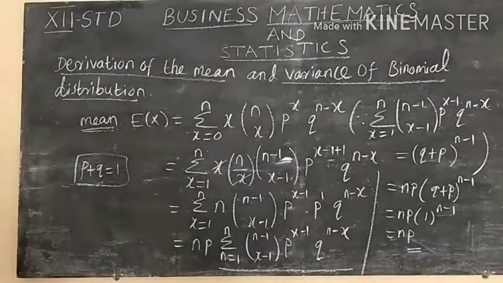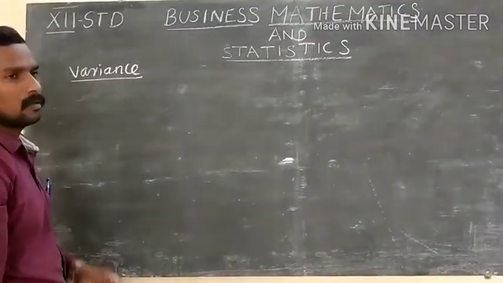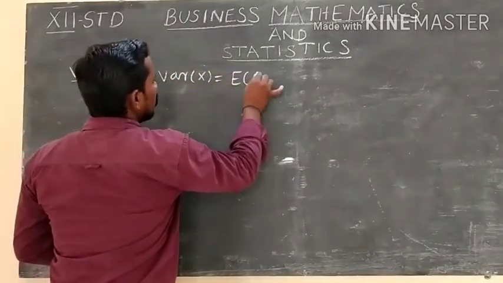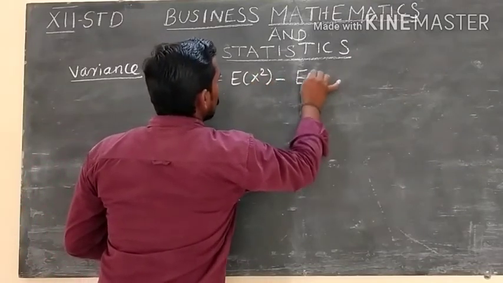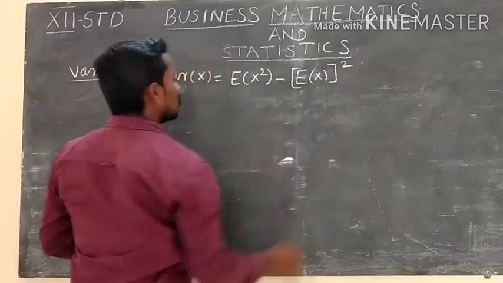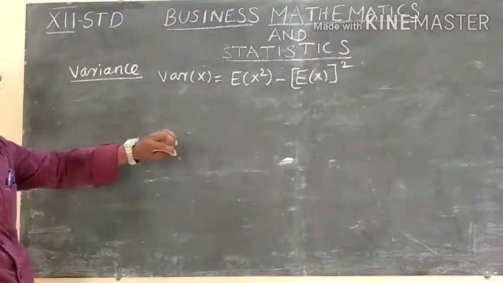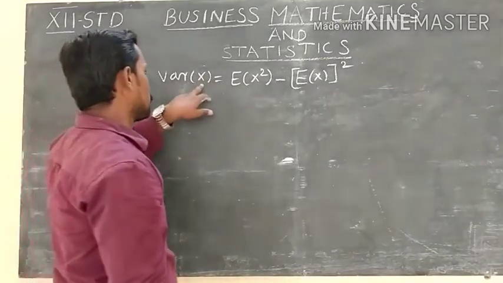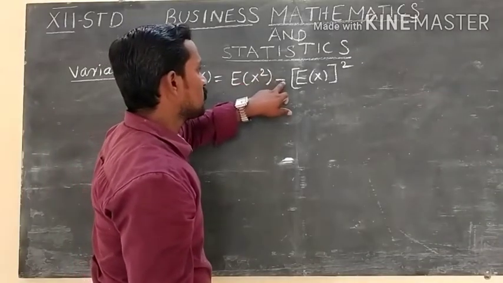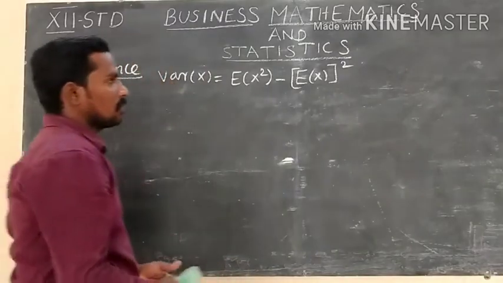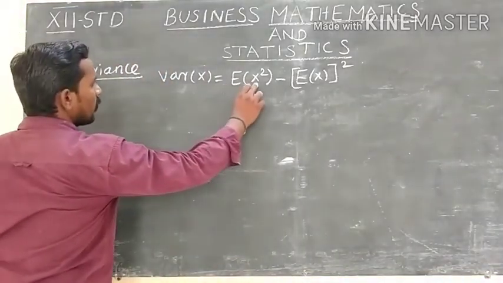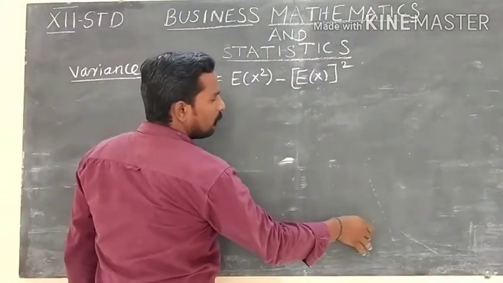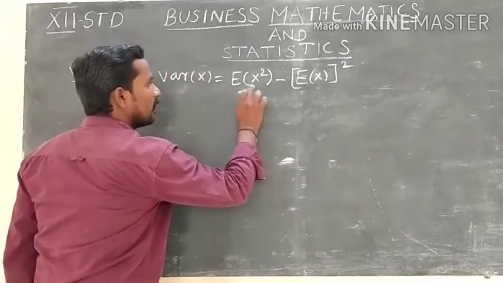Okay, dear students. Next, find out the variance formula. Variance of x is equal to expectation of x square minus (expectation of x) the whole square. This is your variance formula. So now first we find expectation of x square. We already have the result for expectation of x, which is np. So now you find expectation of x square.